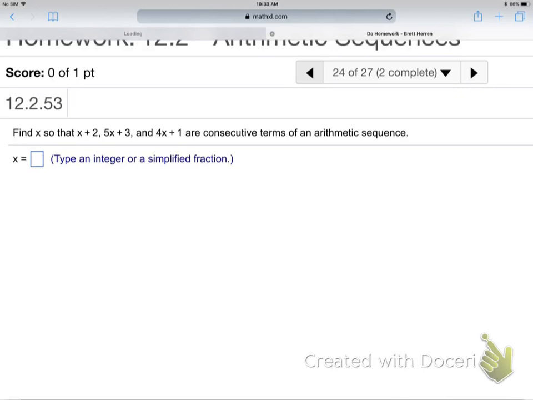So always these tricky ones at the end, which I don't have time for. All right, find x so that x plus 2 is the first term, 5x plus 3 is the next term, 4x plus 1, and so on. That's weird, huh? That's a weird question. Find x so that those are consecutive terms of an arithmetic sequence. What in the world? How do we do this? Anybody have any ideas?